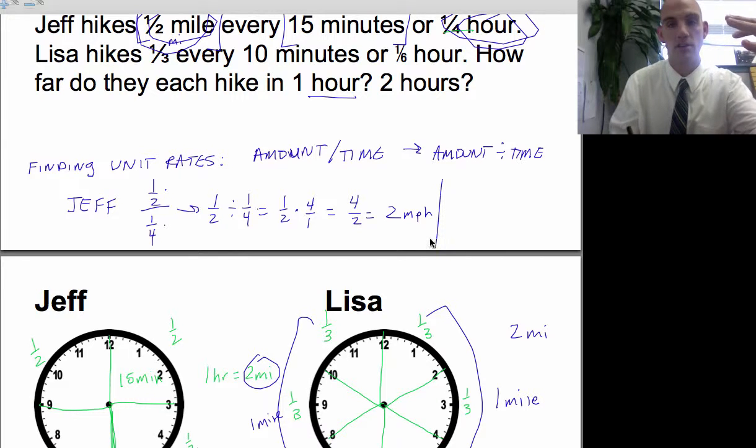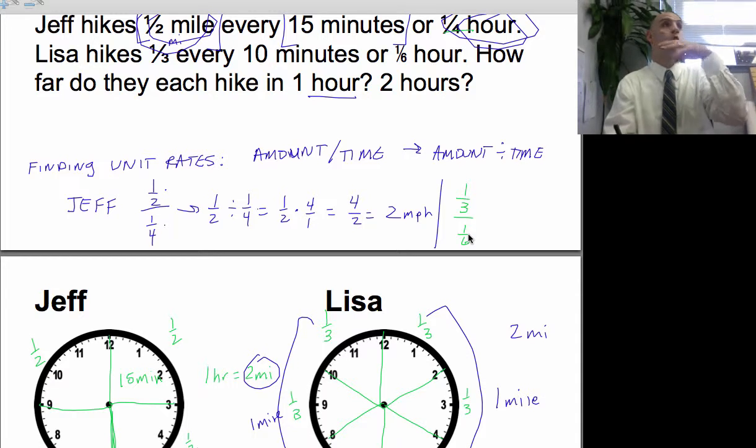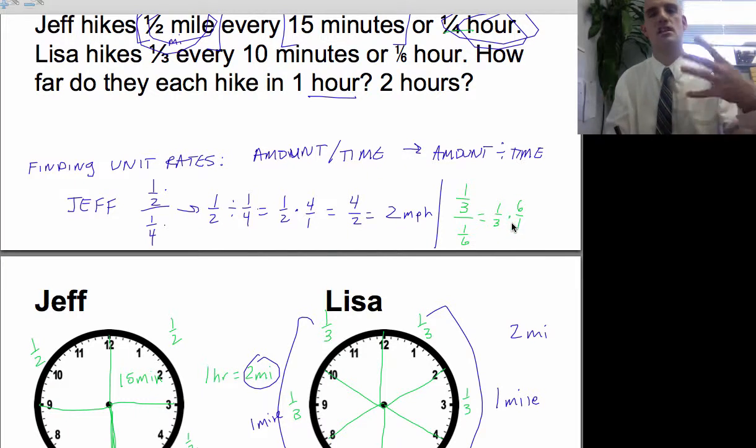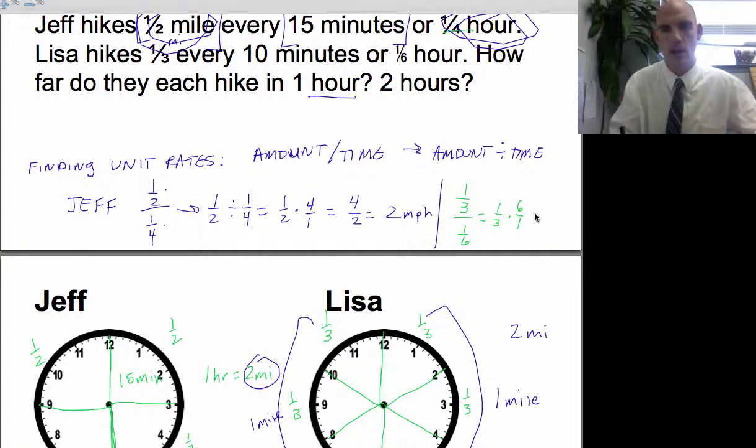With Lisa, we're going to do a similar problem, and Lisa is actually 1/3 every 1/6 of an hour. So how much of an hour? So 1/6 of an hour. And so that's going to give us 1/3 times 6/1. I just skipped that part where I did the division problem. And so I'm going to have 6/3, which equals 2 miles per hour.